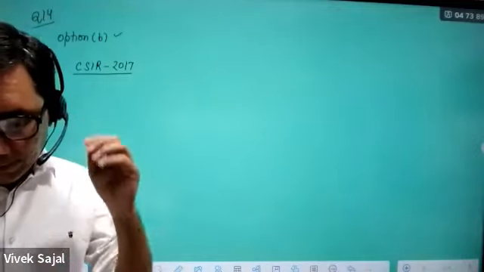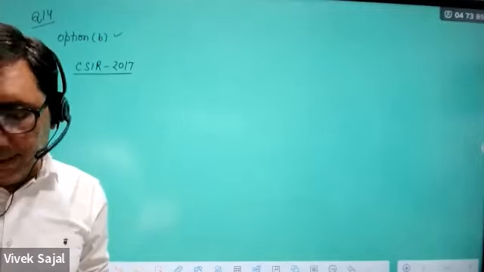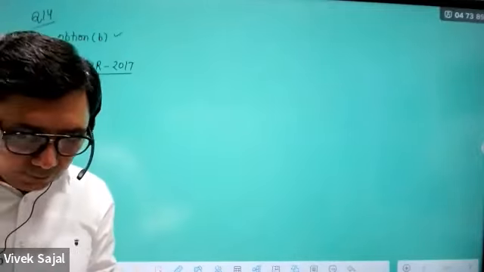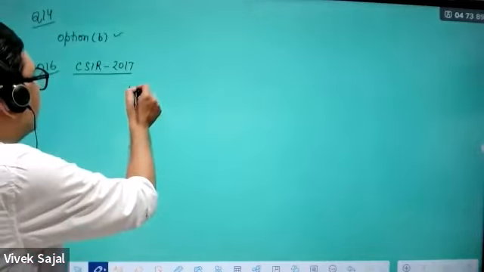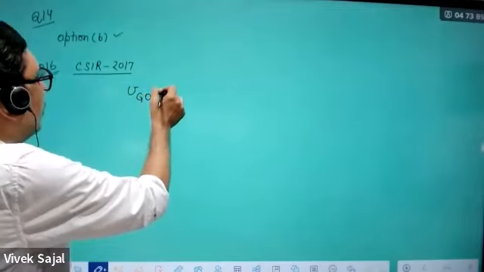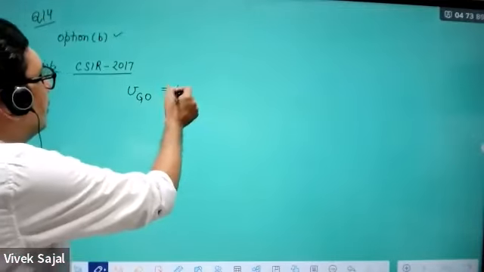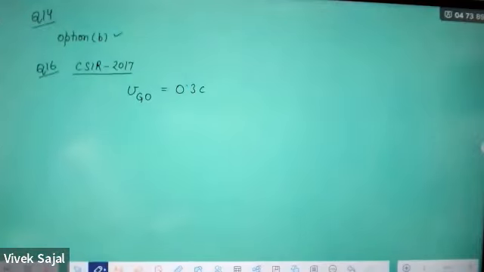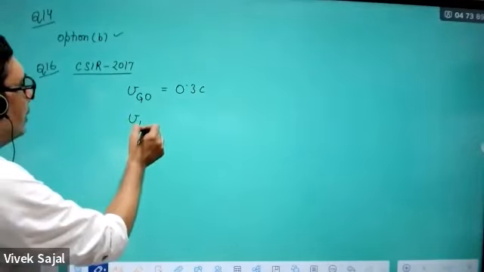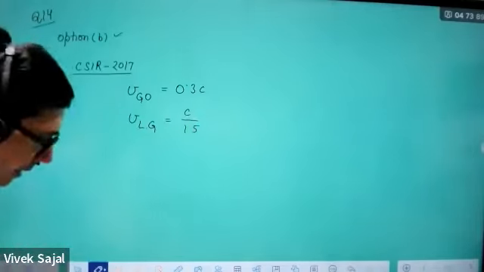Sir, 0.58 C. This is coming 0.81, beta. Yes sir, 0.81 C. Yes, but the velocity of this glass slab, the velocity of the glass slab with respect to the observer, that is given how much? 0.3 C. Velocity of the light signal in the glass, velocity of the light in the glass slab, that is C upon 1.5. This is N.